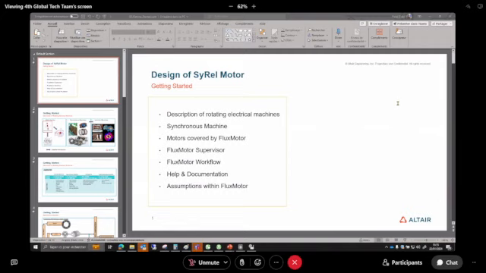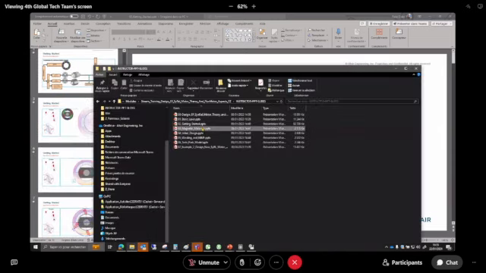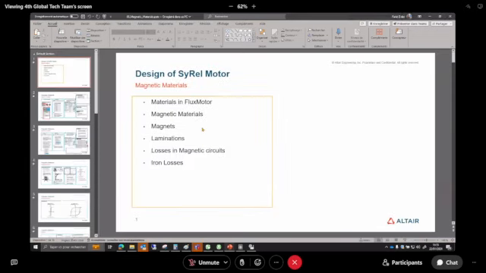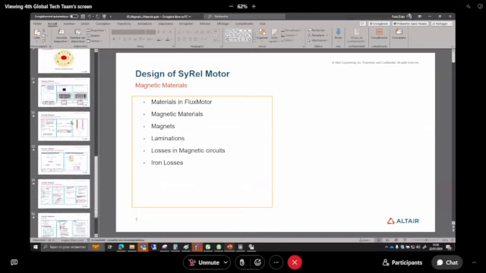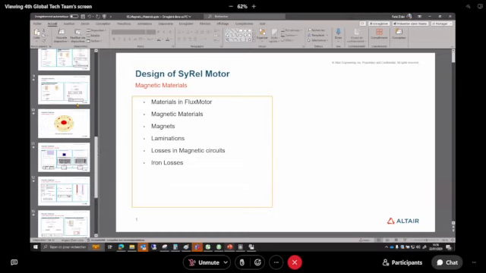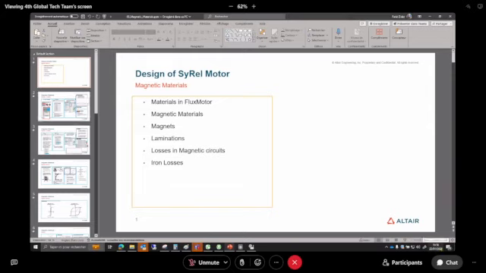we'll continue the third module, which is magnetic materials. Okay, so let's have a break of 5 minutes and come back again to discuss about magnetic materials and what is used in Flux Motor, and let's understand a little bit on iron losses and the eddy current losses as well. Yeah, see you in 5 minutes.